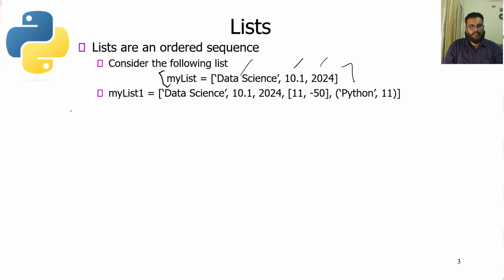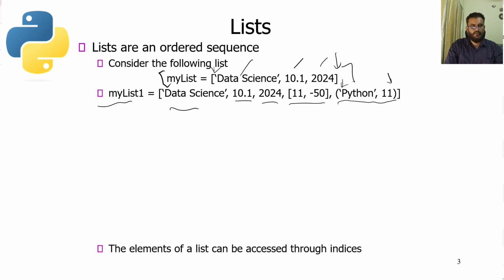Likewise, there is my list 1, where you can see again a string, a floating point number, a number, then another list inside it, and then there is a tuple inside it. How we distinguish between a list and a tuple is that in Python, a tuple is enclosed inside parentheses, and a list is enclosed inside square brackets. So this is how the Python interpreter will distinguish a list from a tuple in its syntax.